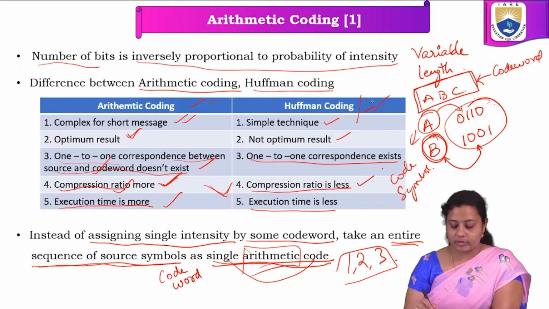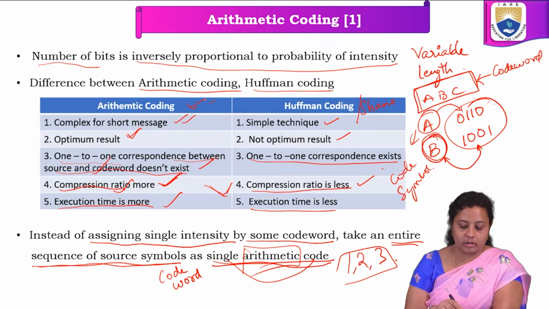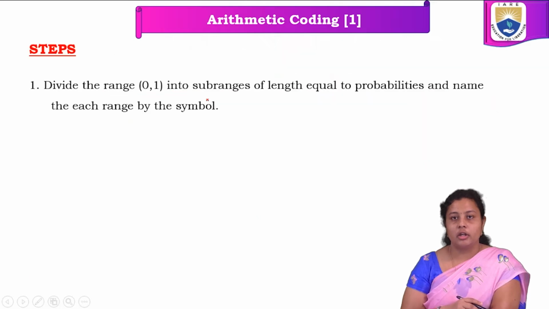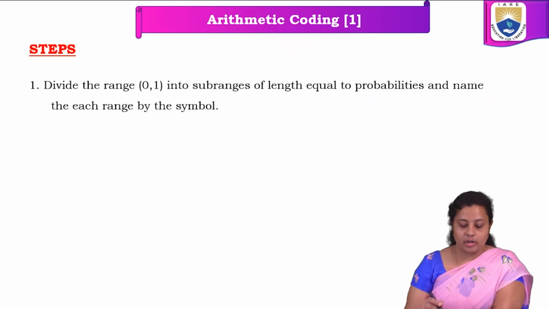We know that Huffman coding is very similar to Shannon-Fano coding. So when we compare arithmetic coding with Huffman and Shannon-Fano coding, arithmetic coding is much better. What are the steps that we have to follow when we do arithmetic coding? We will see now.